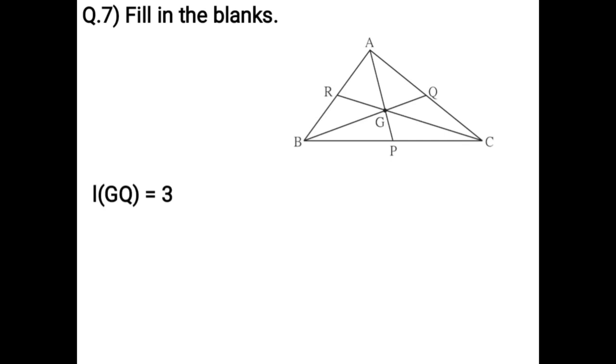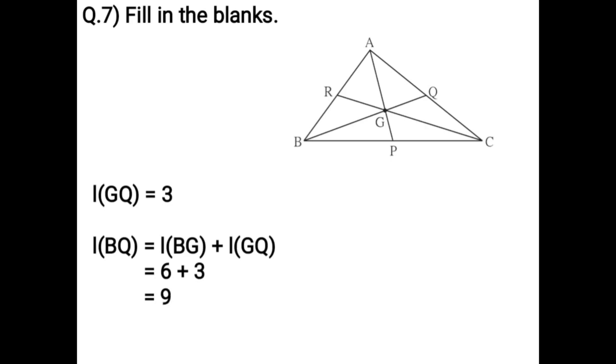Now we will find median BQ. That is, length of BQ is equal to length of BG plus length of GQ, that is equal to length of BG is 6 plus length of GQ is 3, that is equal to 6 plus 3 is 9. Therefore, length of BQ is equal to 9.